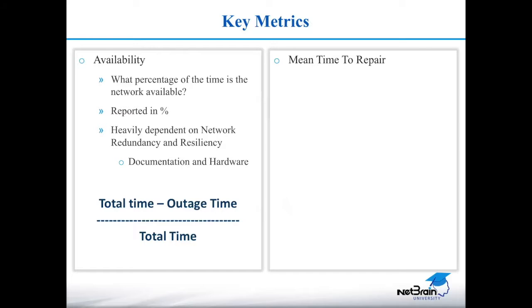The formula for deriving the network availability is as follows: total time minus outage time divided by the total time. Now, it's important to discuss the details of this formula a little bit more and also its application. First, the most common way to report the availability number is not per user, it is across the entire network.